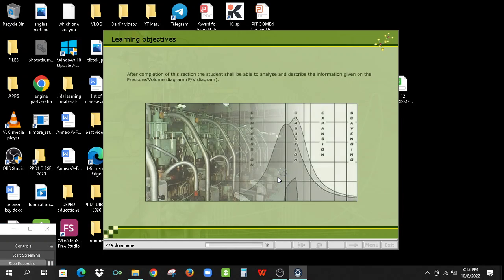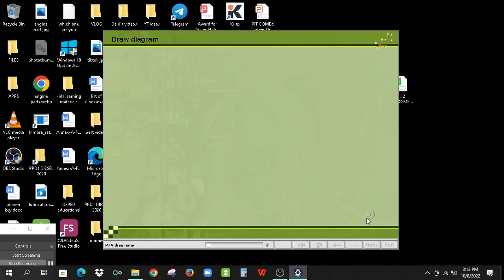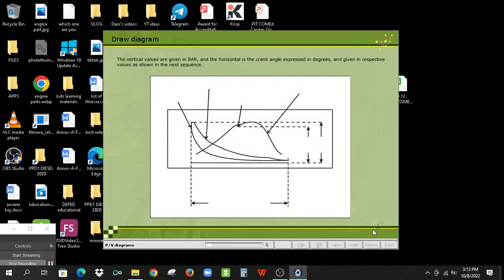After completion of this section, the student shall be able to analyze and describe the information given on the pressure volume diagram, PV diagram. The vertical values are given in bar, and the horizontal is the crank angle expressed in degrees, and given in respective values as shown in the next sequence.